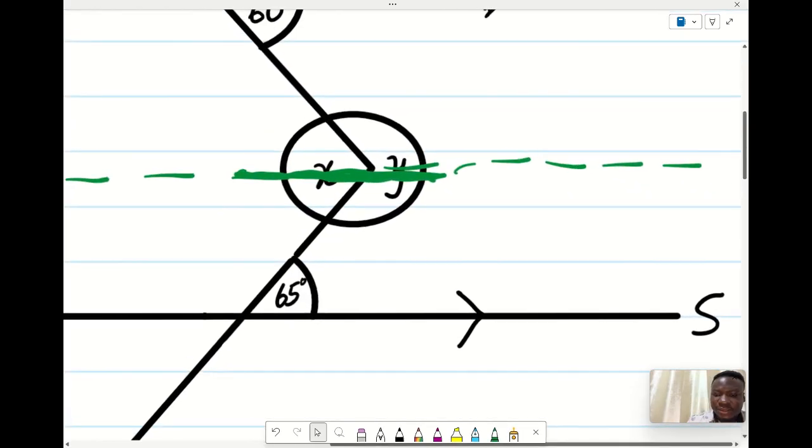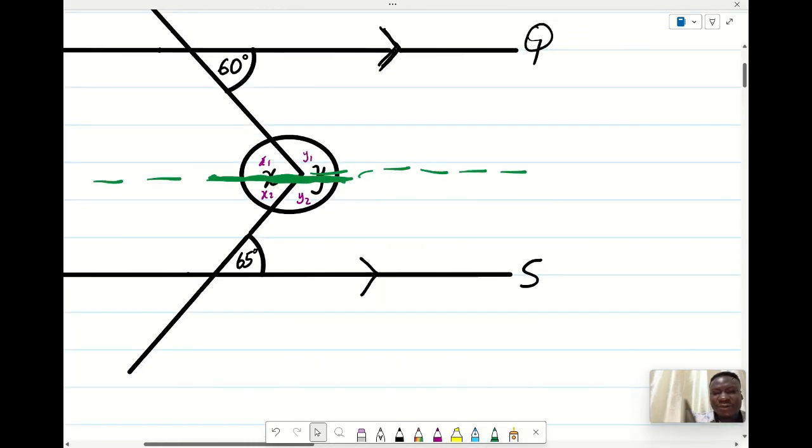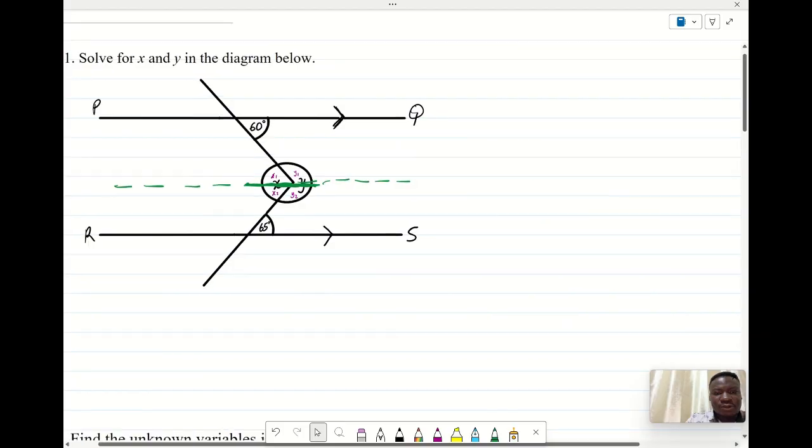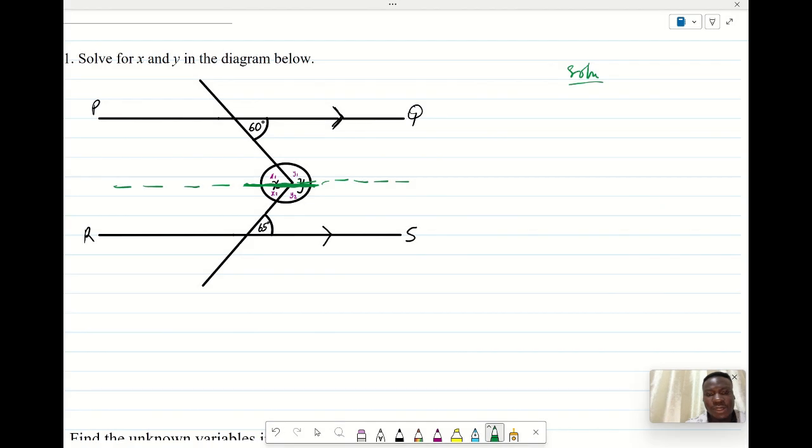Let us zoom in and label these angles as angle X1 and X2, angle Y1 and Y2, since there are now four angles. When we look at this, you see that angle X is equal to angle X1 plus angle X2. It means that when we get the value of X1 and X2, when we sum them together, we should get X. Same thing applies to Y.